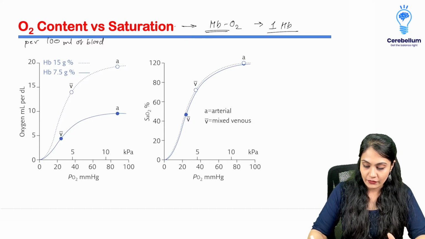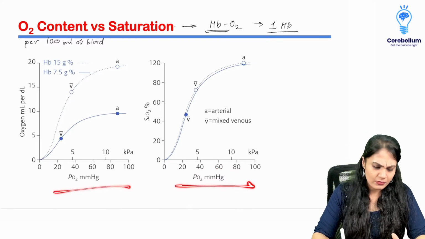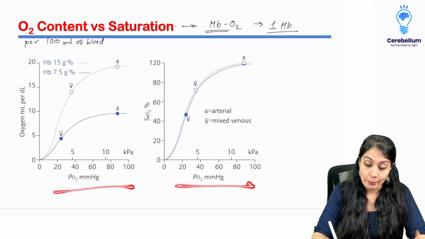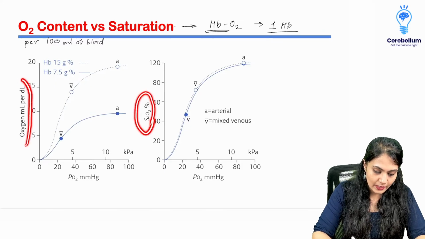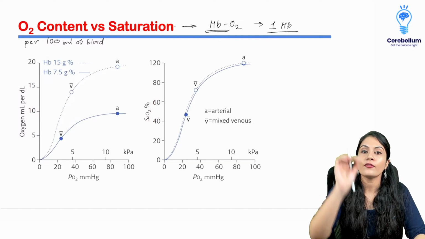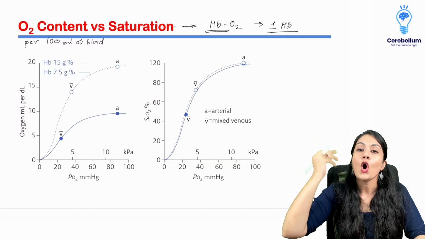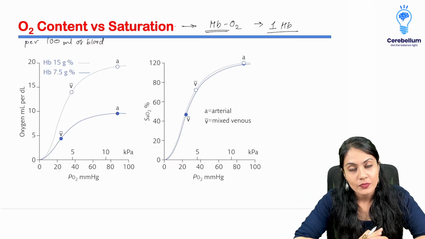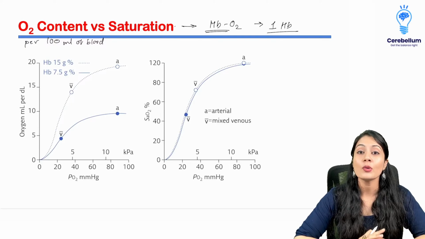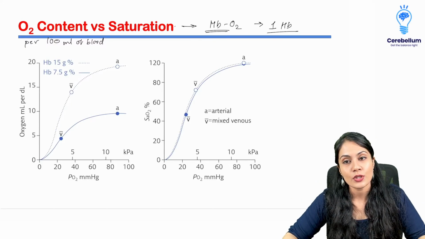Okay. First thing first, let's see this. Over here, the partial pressure of oxygen is given. Same partial pressure of oxygen is given. But look at the y-axis. It is the saturation and the content over here. If they have written the oxygen ml per deciliter or per 100 ml or percentage, it's one and the same thing, right? So that means they're talking about content in the left-hand side diagram and the saturation on the right-hand side diagram.